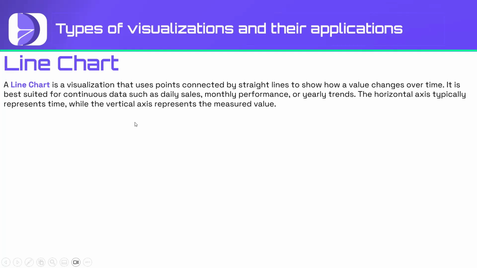while the vertical axis represents the measured value. So instead of having bars, you just have dots or points connected together with lines.